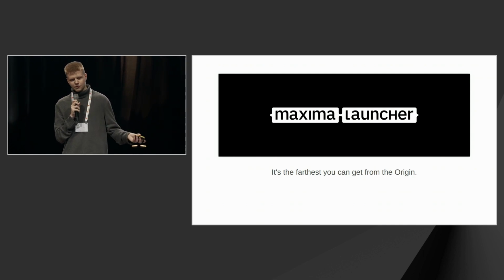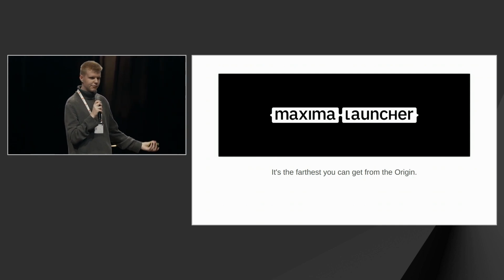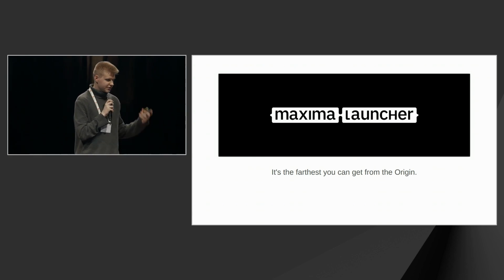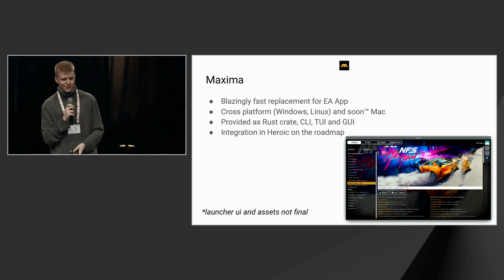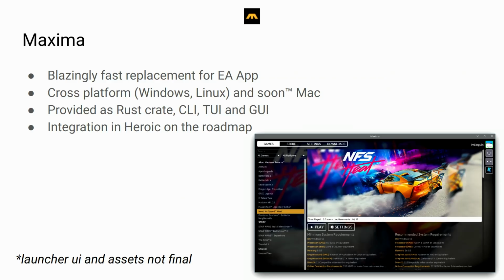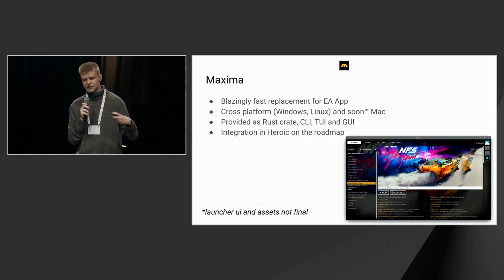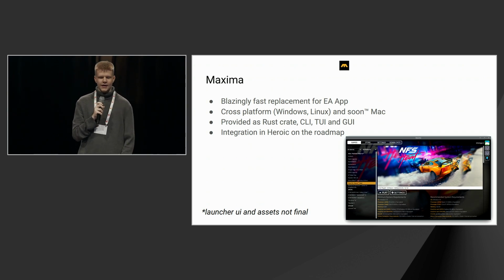So another thing is I want to introduce you to Maxima, which is the EA app replacement. So you can see the slogan, it's the farthest you can get from the origin, right? So it is a blazingly fast replacement that supports Windows, Linux, and maybe in the future Mac. And it will be provided as a Rust crate, CLI, TUI, and GUI. So whatever you want, you can use that.